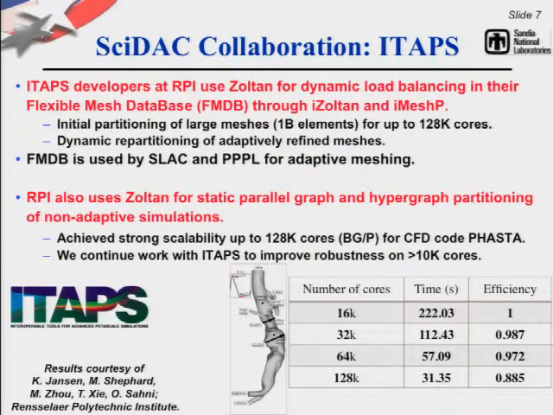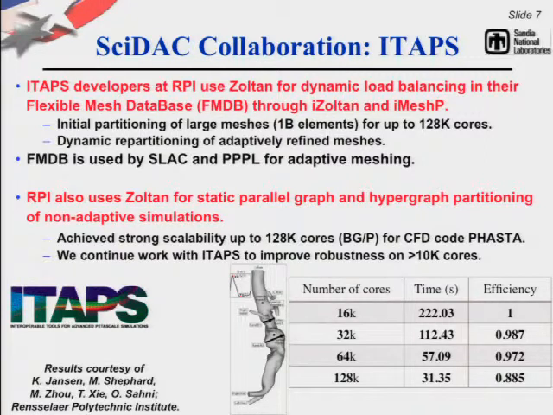Okay, so mesh partitioning is a very common application of Zoltan. We've been working with RPI, Rensselaer Polytechnic. They have a mesh database called FMDB. We have developed an interface around Zoltan called iZoltan to work directly on meshes. And we've done mesh partitioning for up to 1 billion elements in this way. It's also used by many other labs like SLAC and Princeton's plasma physics lab.